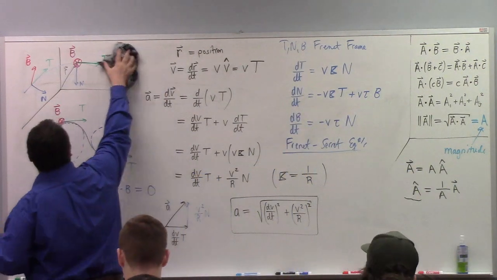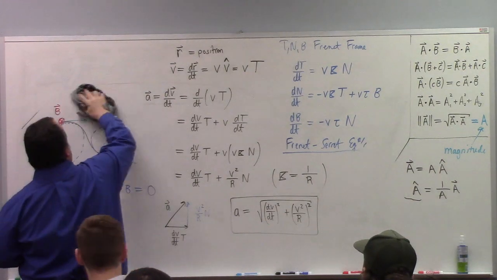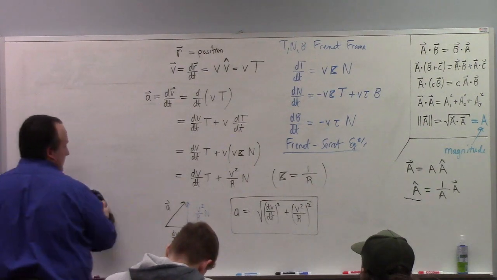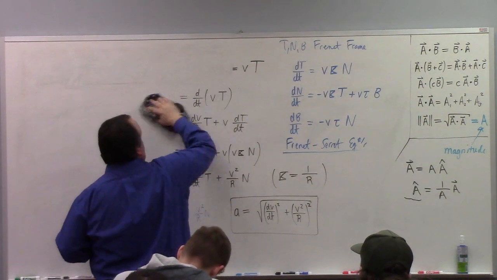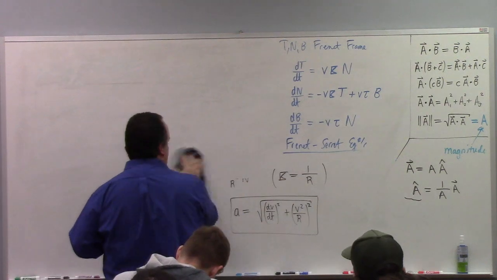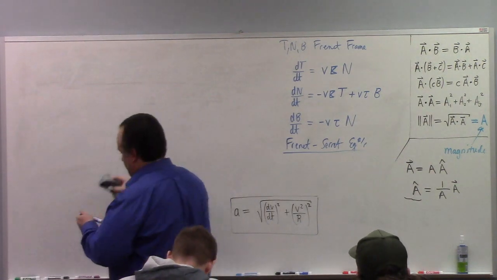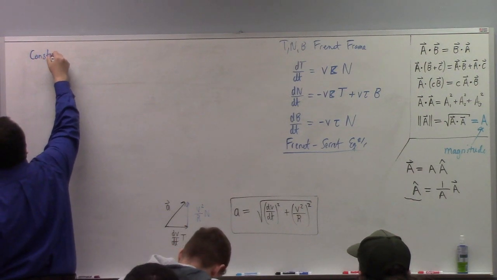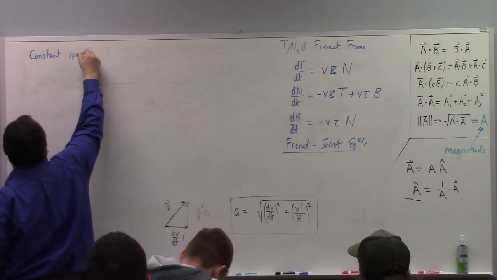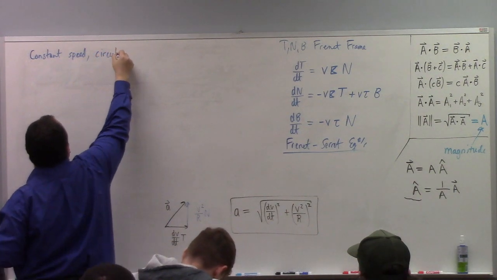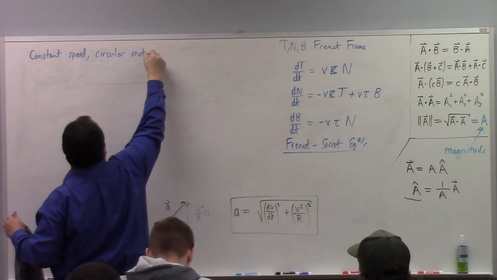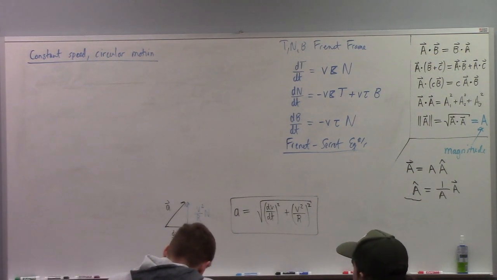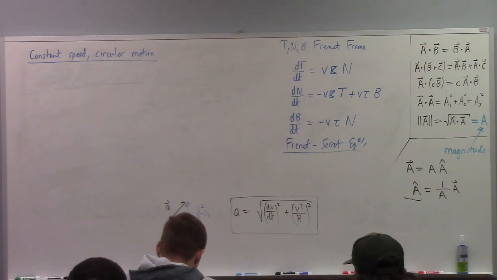one final calculation for today. I want to look at just circular motion. Circular motion, constant speed circular motion. Let's assume that. Constant speed circular motion. What's that? How can we describe that?